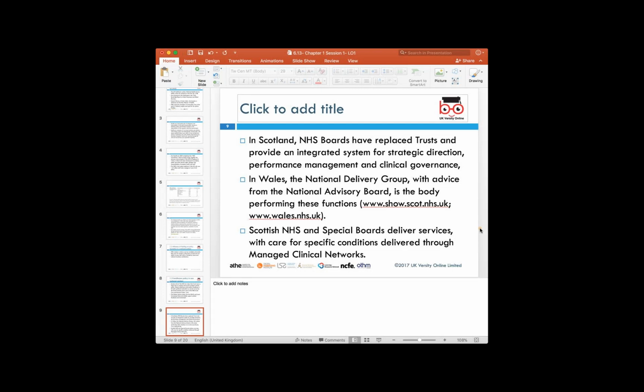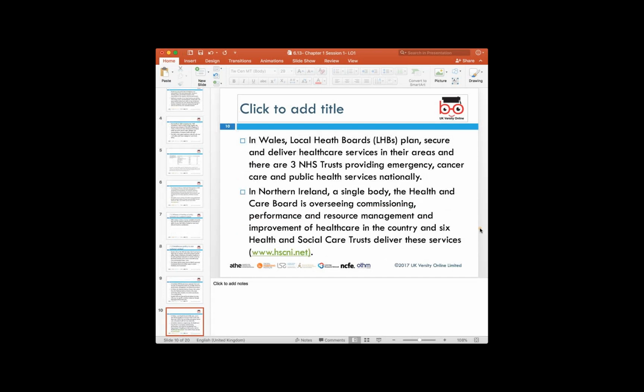Similarly, in Wales, the National Delivery Group, which advises the National Advisory Board, is a body which performs similar functions to what the NHS boards do in the context of Scotland. Wales, obviously, some add-on slides just to explain that. In Wales, the local health boards plan, secure, and deliver healthcare services in their areas, and there are 3 basic NHS trusts which provide emergency cover and other related services. When we look at A&E in particular, we look at cancer, and also look at public healthcare services in tandem with services provided elsewhere in the UK.